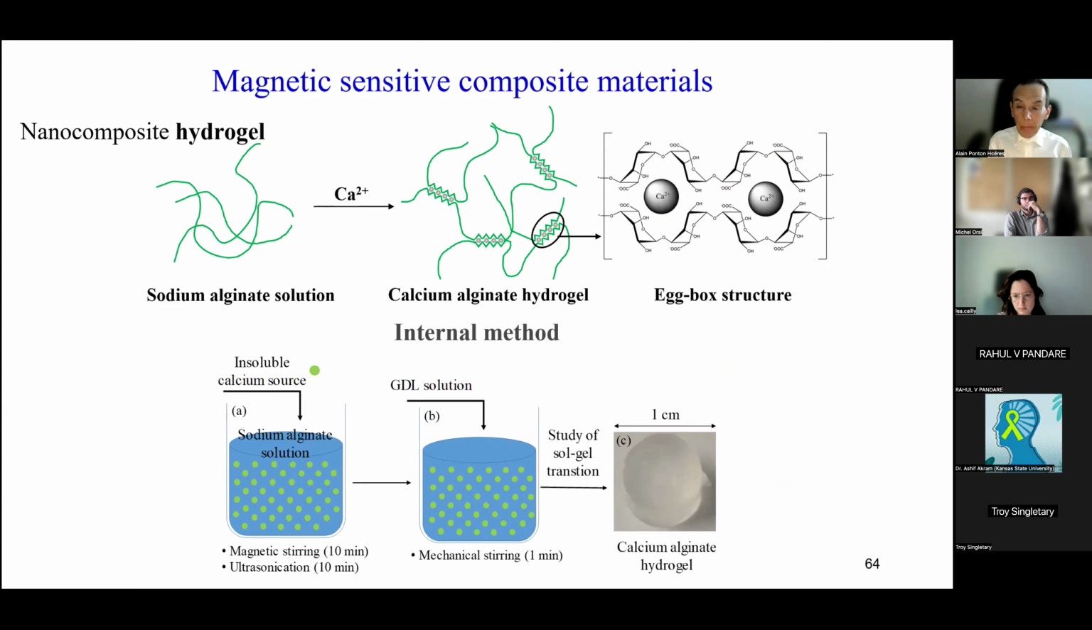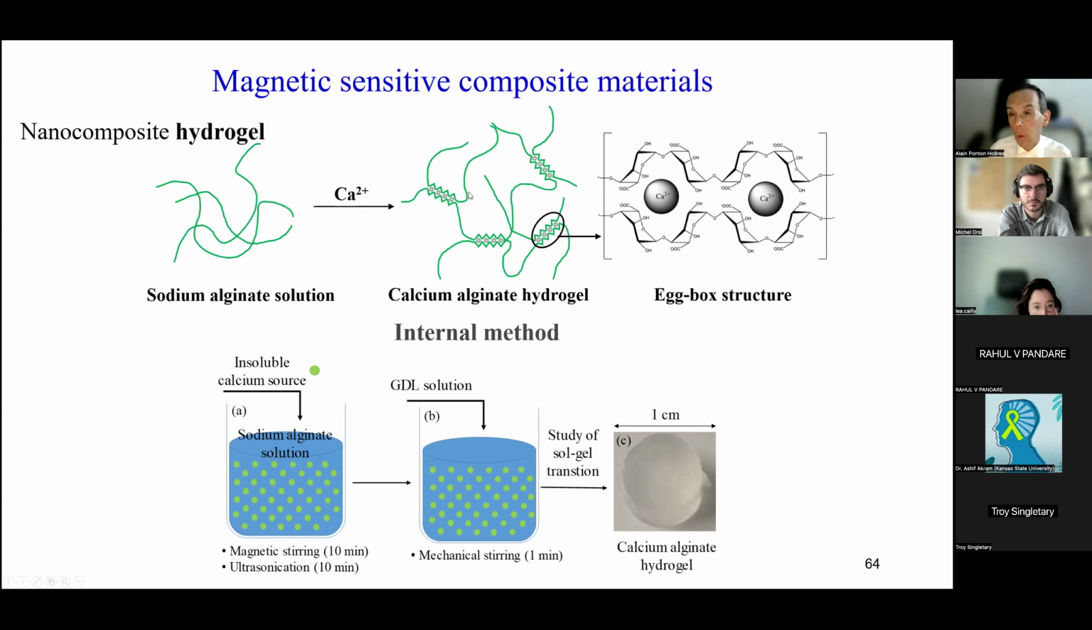Now, after the study of this sensitive polymer solution, we investigate nanocomposite hydrogel. So now we induce a cross-linking of polymer chains. And in this case, for sodium alginate, we induce this cross-linking of chains by adding cations. And we obtain, like this, a homogeneous hydrogel.